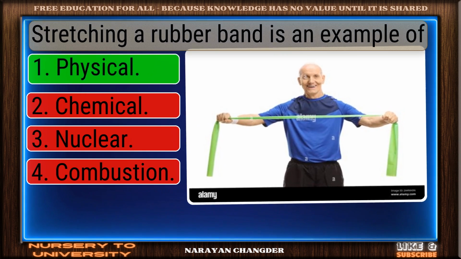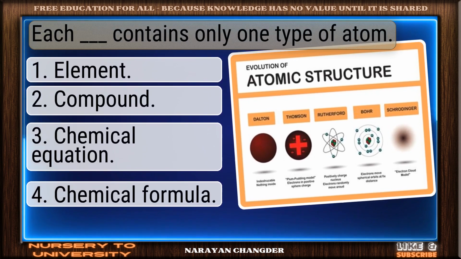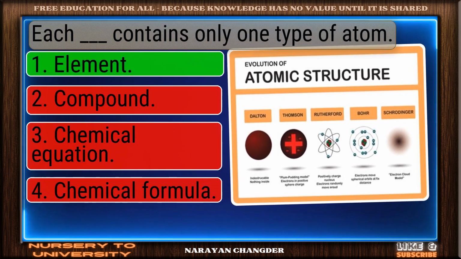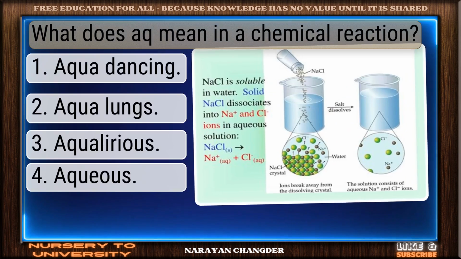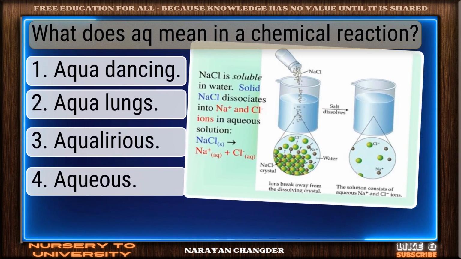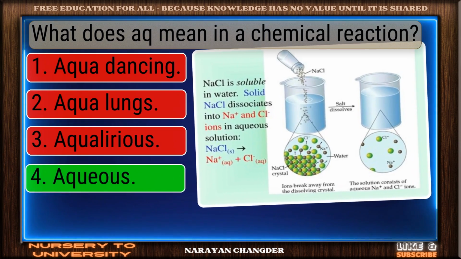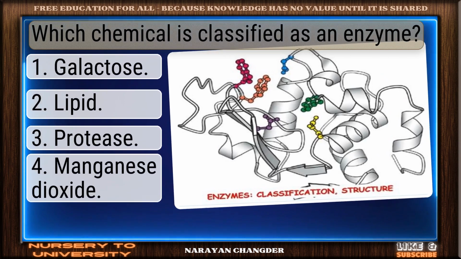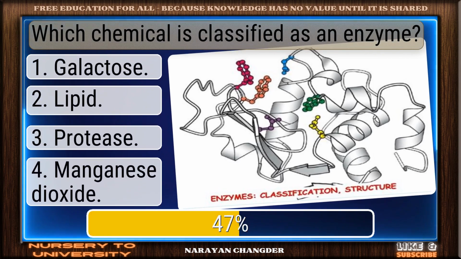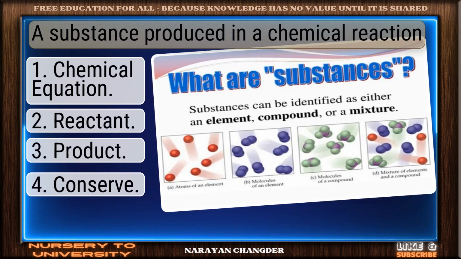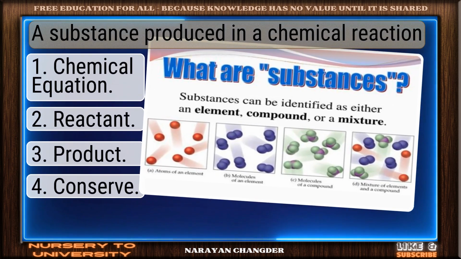Confident and correct. Physical. Each ___ contains only one type of atom. That's accurate. Element. What does AQ mean in a chemical reaction? Perfect choice. Aqueous. Which chemical is classified as an enzyme? Logical choice. Protease.